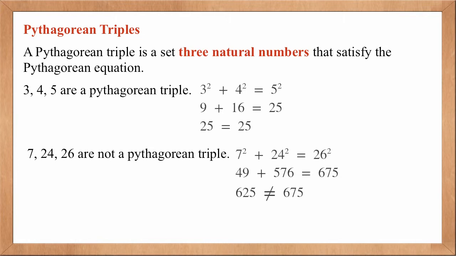26 squared is 676. So that should not say 675. That should say 676. But it doesn't matter. Even if it says 675, look what happens. I add 49 and 576, and I get 625. That's not a true statement. So 625 does not equal 676. So that means that 7, 24, and 26 are not a Pythagorean triple.